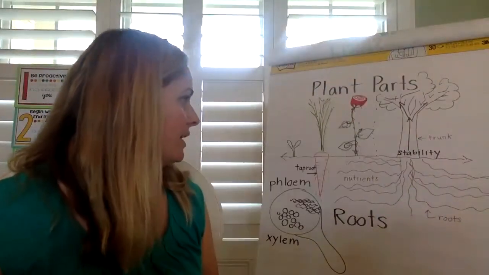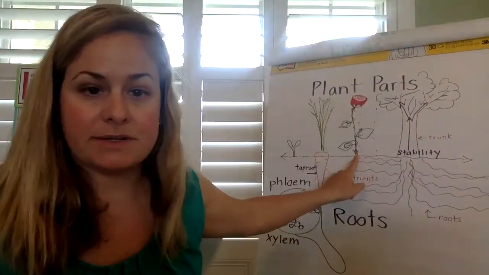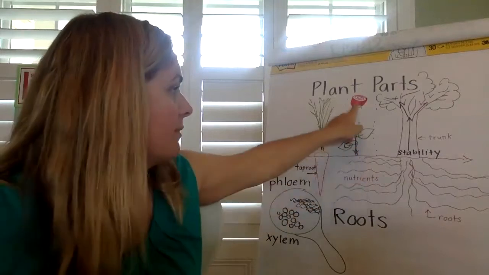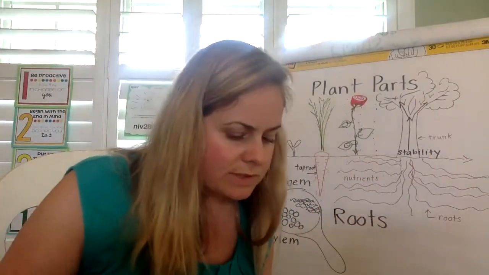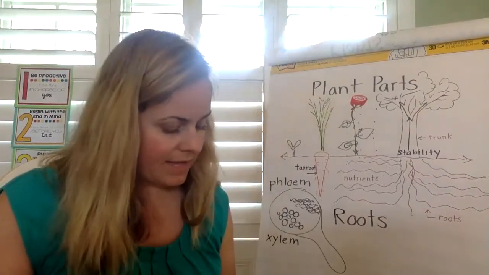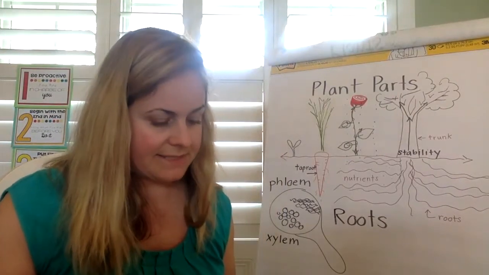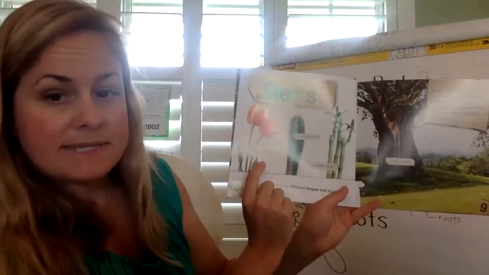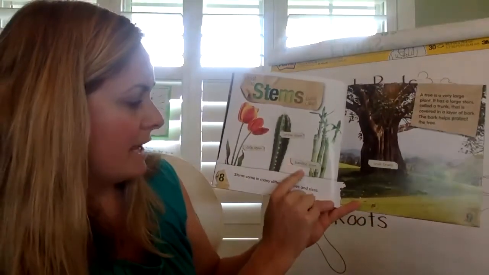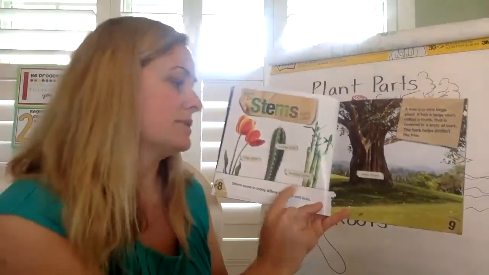And in my diagram, I drew a picture of a rose here to illustrate how the stem holds up the petals, the flower at the top. What do stems look like? Stems come in many different shapes and sizes. Here is an illustration of a tulip stem, a cactus stem, and a bamboo stem, like we just read about.